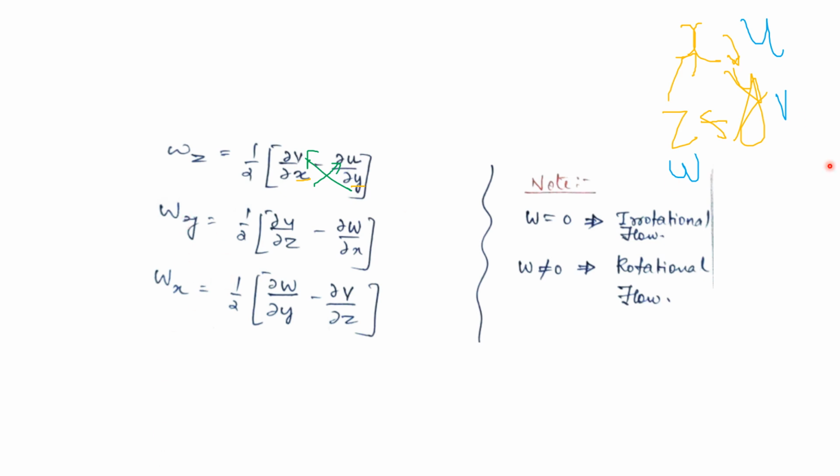So WY, after Y, what is the next term? ZX. So write it as ZX. What is the opposite direction velocity of Z? In terms of u, and in the opposite terminal of x, it is w.